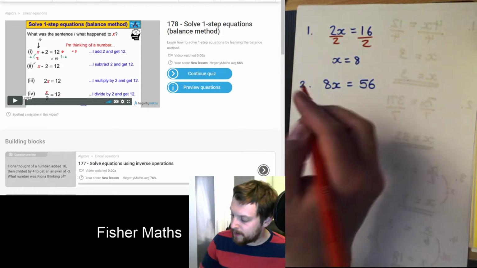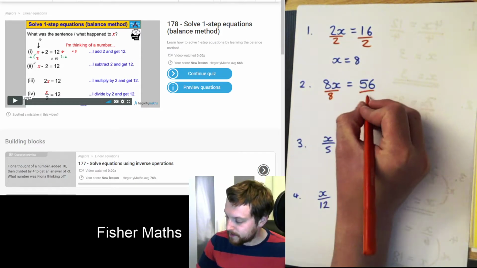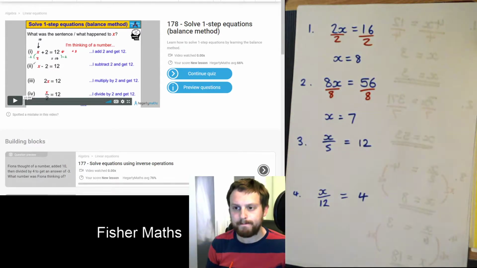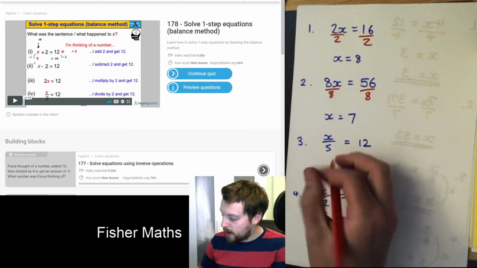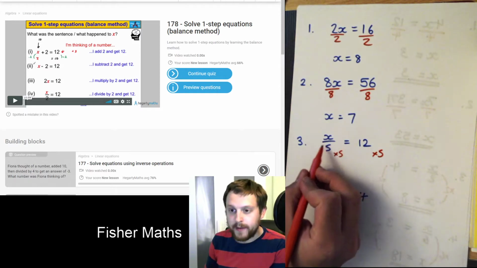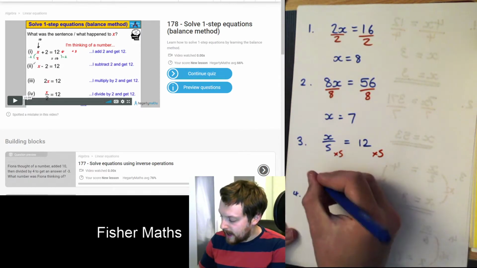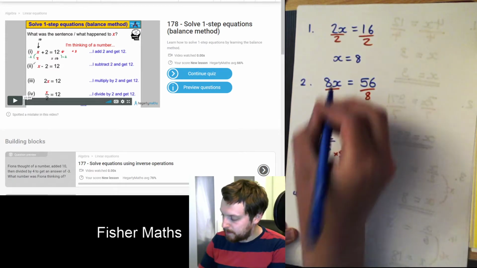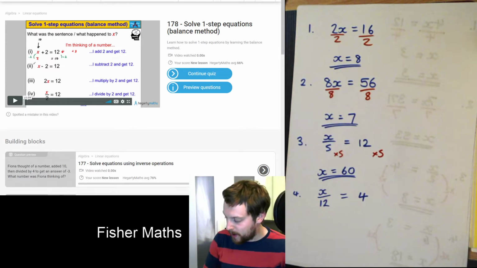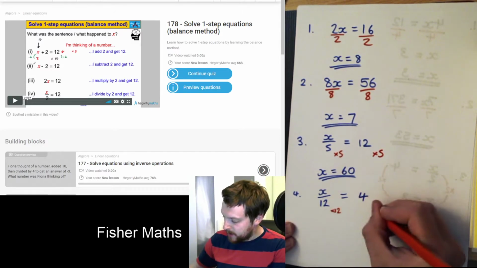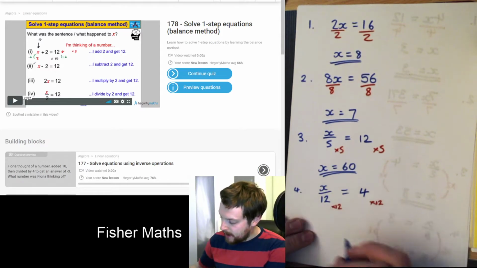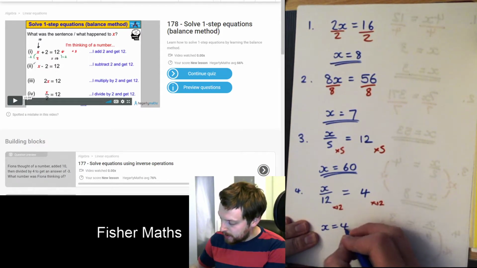Right, in this one, I would divide both sides by 8 and get x equals 7. In this one, I'm going to times both sides by 5 to get rid of this division by 5, and I'll get x equals 60. Just underline my answers. And then in this last one, I'm going to times both sides by 12, because whatever you do to one side, you must do to the other, and I get x equals 48.